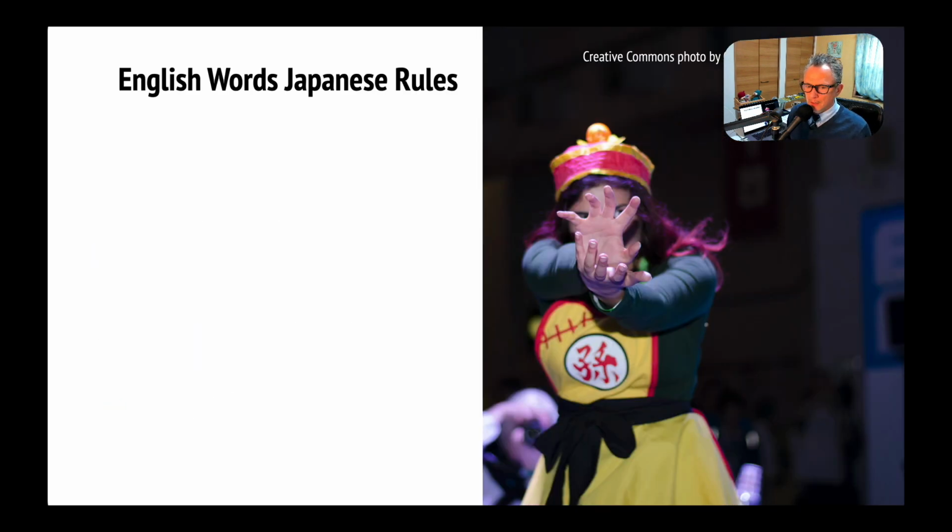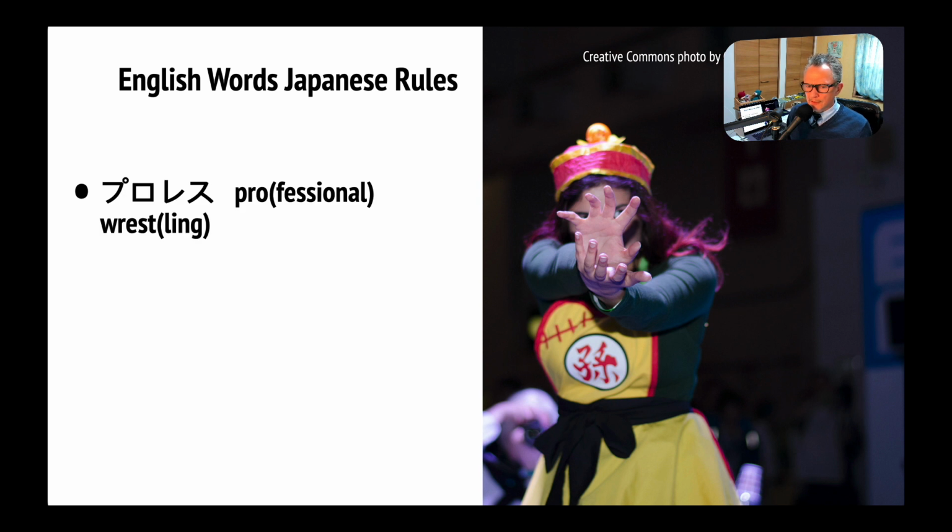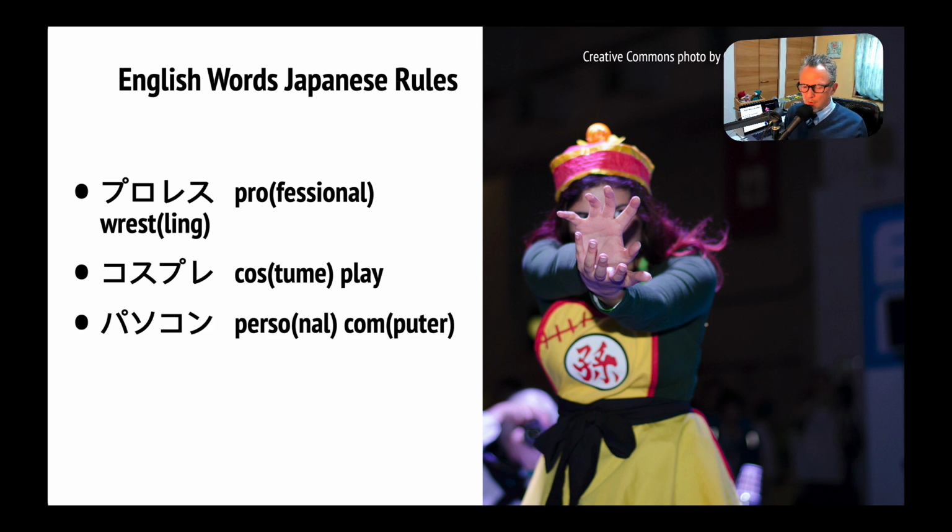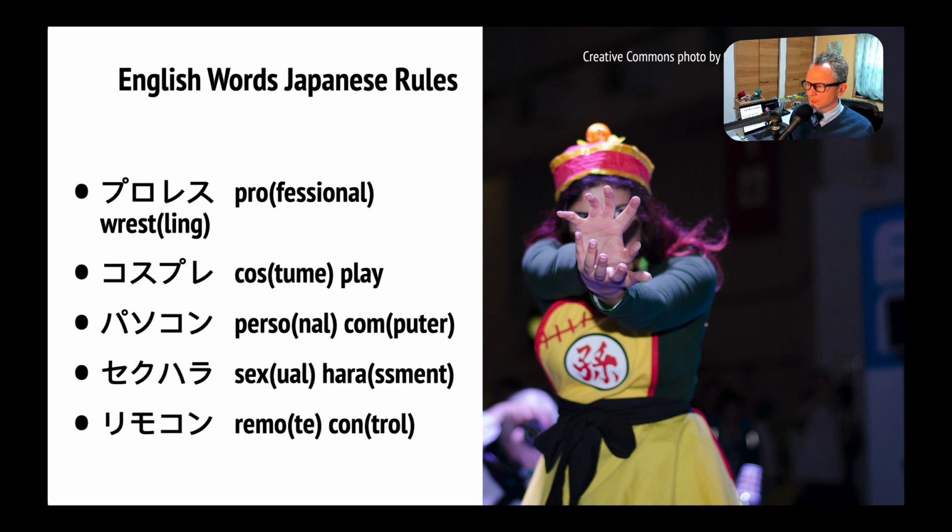Here's another one. So look at these English words that seem to follow some sort of Japanese grammar or morphology, right? So we have the word pro-res for professional wrestling. We have the word cosplay. Here's the person doing Hadoken and doing cosplay. And then we have pasokon for personal computer, sekohara for sexual harassment, and rimokon for remote control. So these are Japanese words, and we can't say that they're incorrect. That's bad English. We can't say that. This is not English. It's really basically Japanese and following Japanese patterns, right?